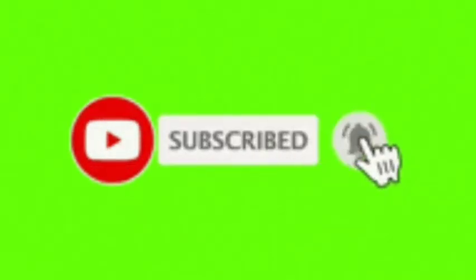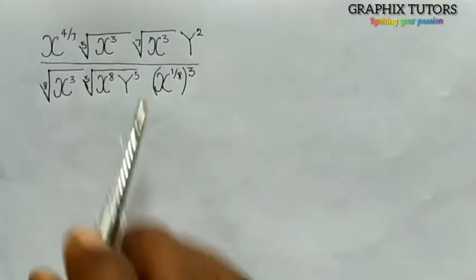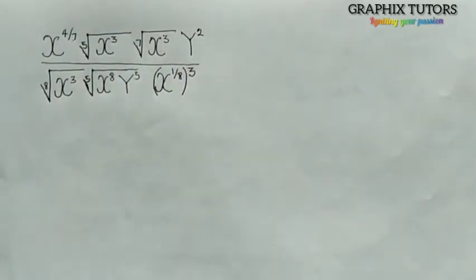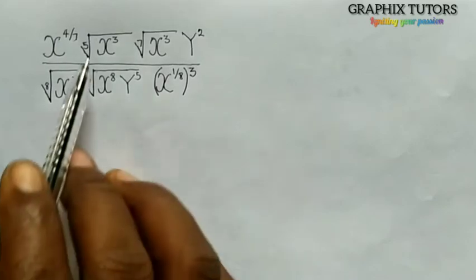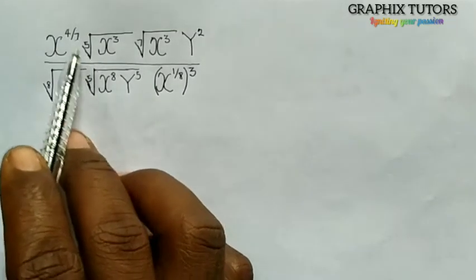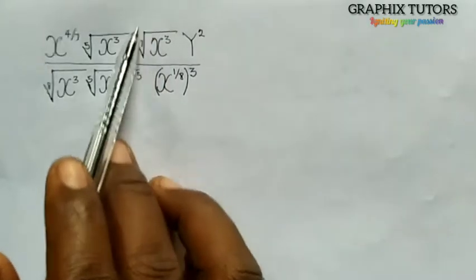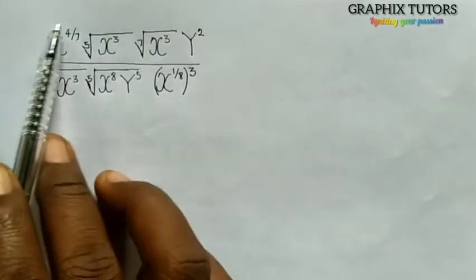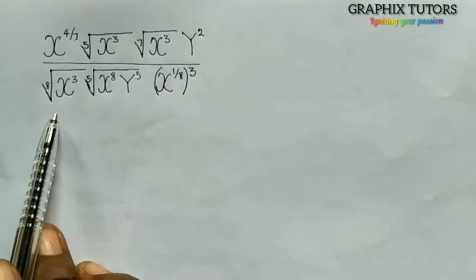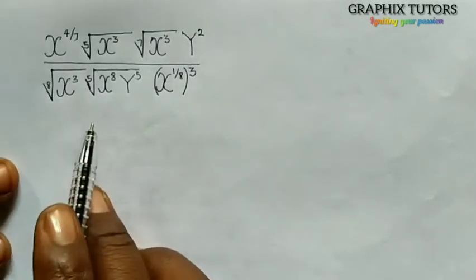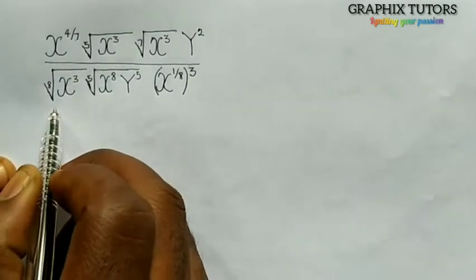Example 2. We are to simplify this. Now what you do is this. You have root signs here, right? Now you need to take the root sign into this form. How will you do that? Now, there's a rule.